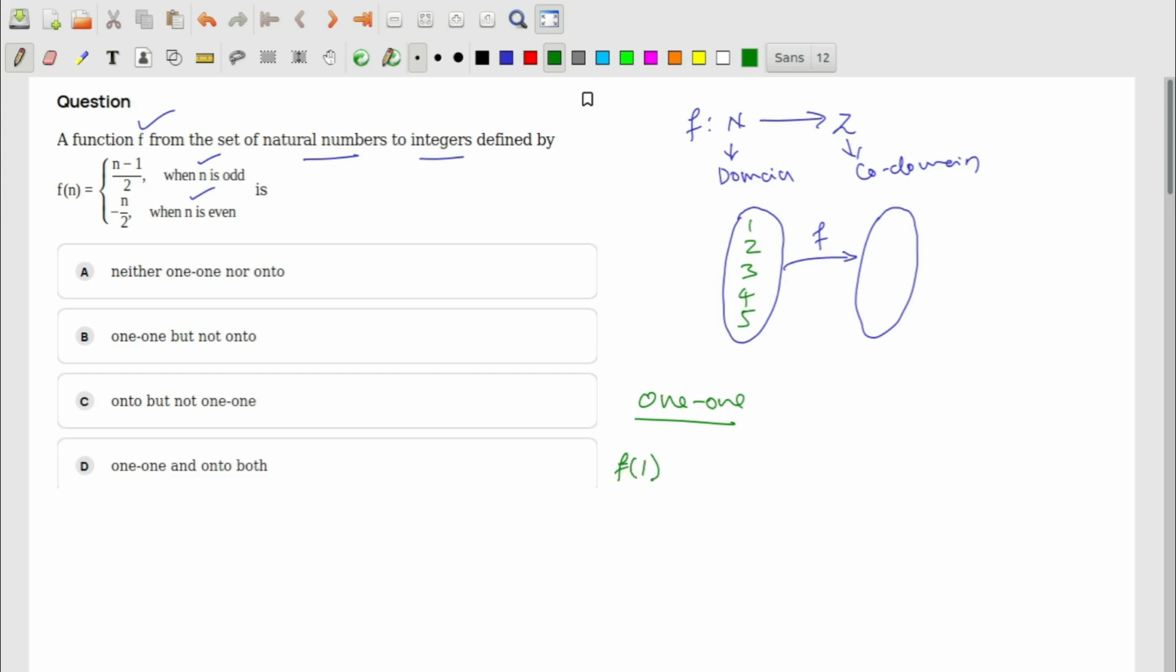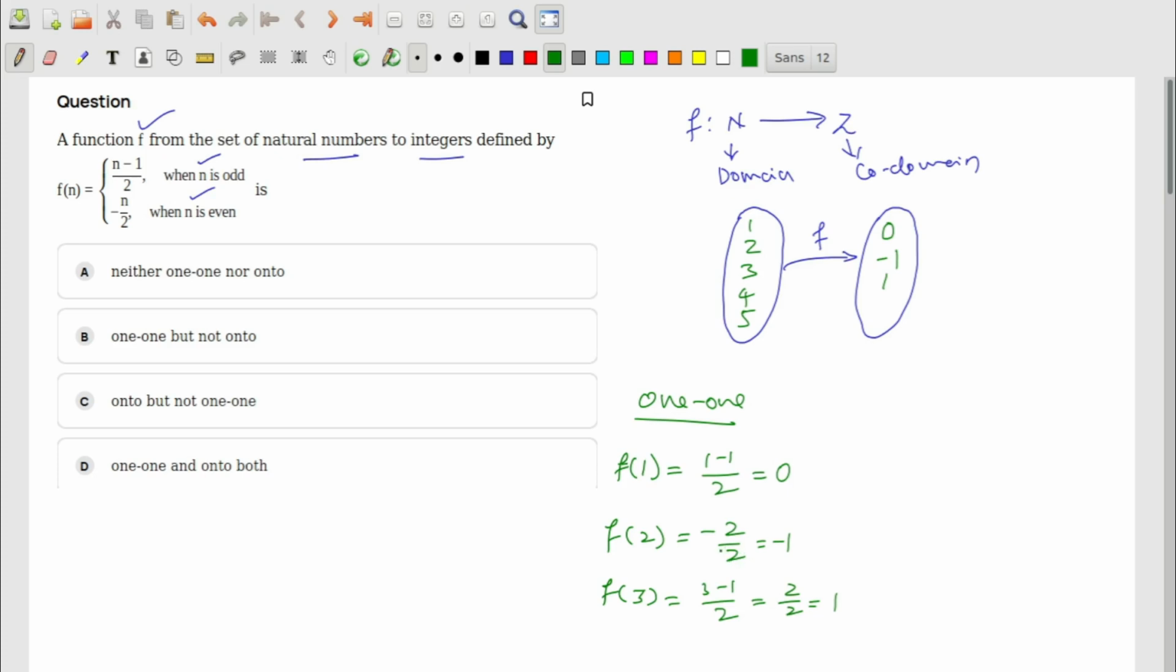If I take f of 1, then I get (1 minus 1) divided by 2, which is equal to 0. So 1 is related to 0. And if I take f of 2, 2 is an even number, so you will get minus 2 by 2, which is minus 1. Similarly, if I take f of 3, again an odd number, (3 minus 1) divided by 2, that is 2 by 2, which is 1. Just keep on taking these numbers.